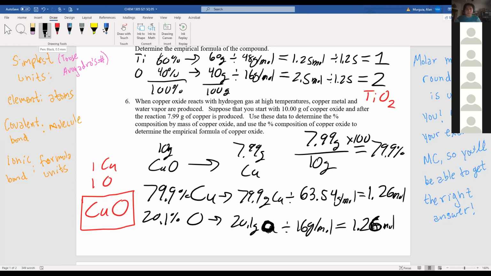So now that we have the percentages of both of our elements within our compound, we can then find the empirical formula for it. Thank you so much. You're welcome. Let's see, any other questions before we move forward?